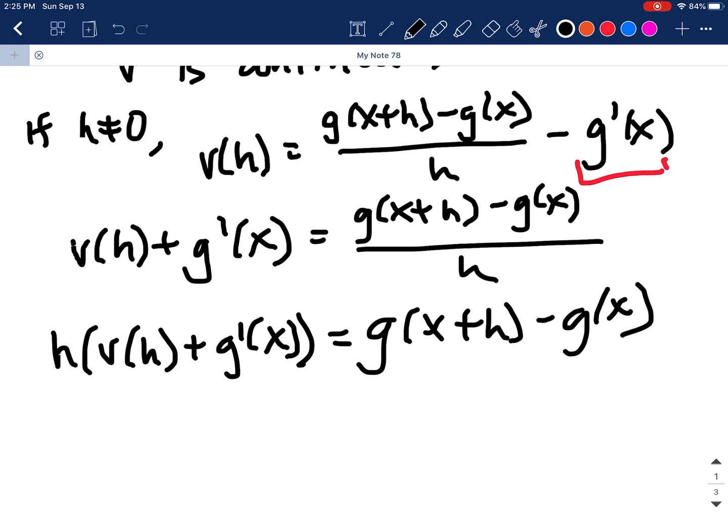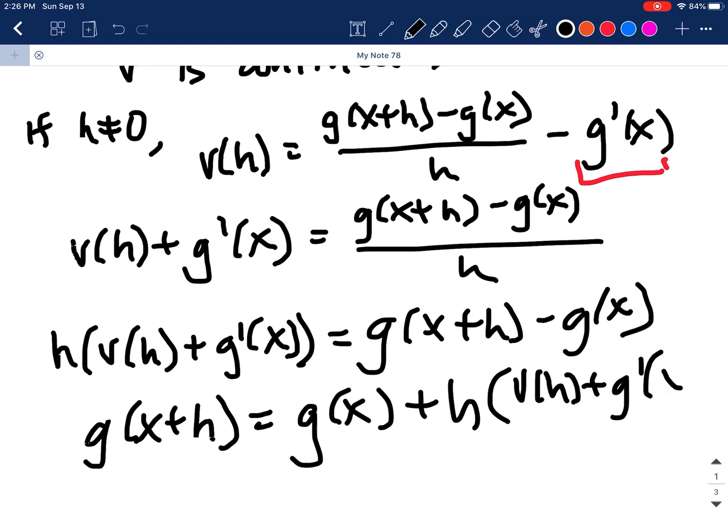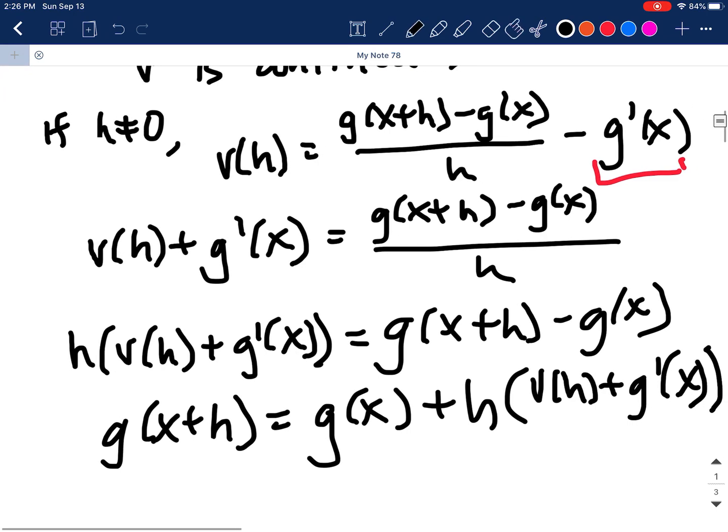And then finally, I'm going to isolate this for g of x plus h. So g of x plus h is going to equal, if I add the g of x over, g of x plus this undistributed product that we had on the left side. Again, we're building up this machinery, but it's going to have a purpose. We're not just doing it for the sake of doing it. We're going to call this equation 2.